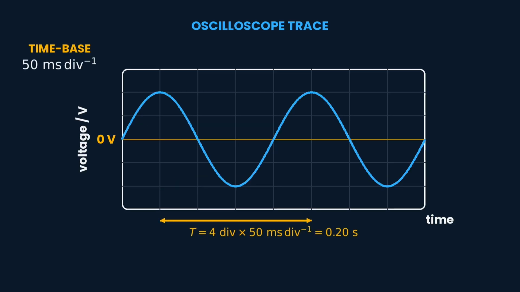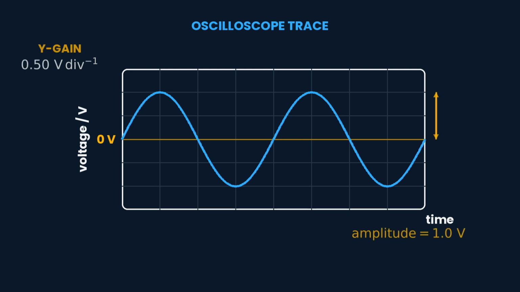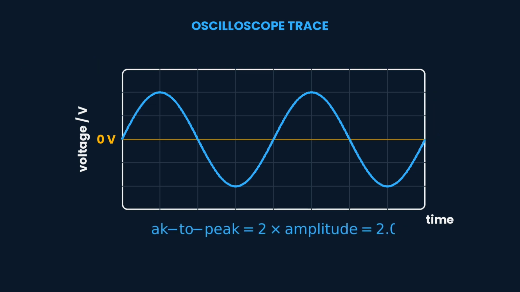On an oscilloscope, horizontal divisions across one cycle multiplied by the time base give T. Then f equals 1 over T. Vertical divisions from the zero voltage line to peak multiplied by the y gain give the signal amplitude. The full peak-to-peak height is twice the amplitude.